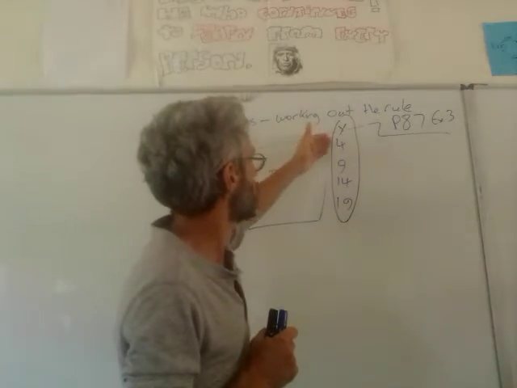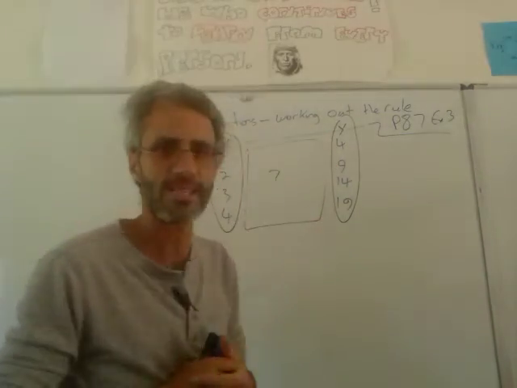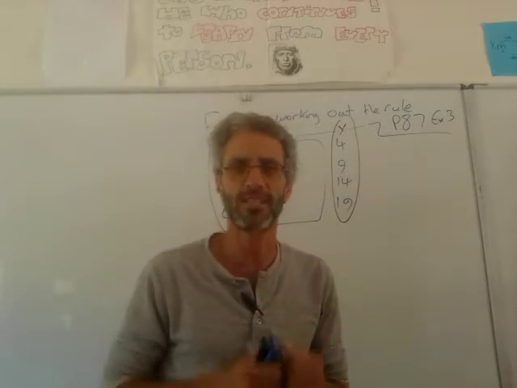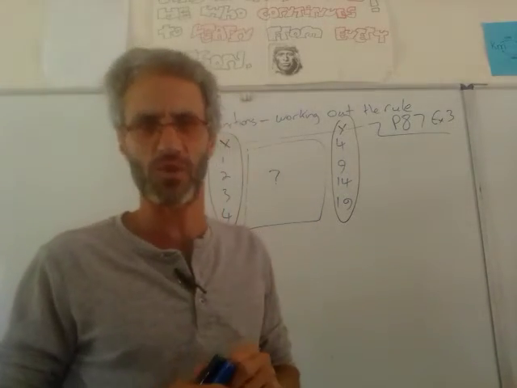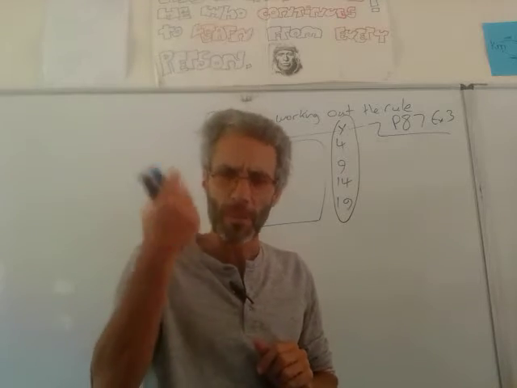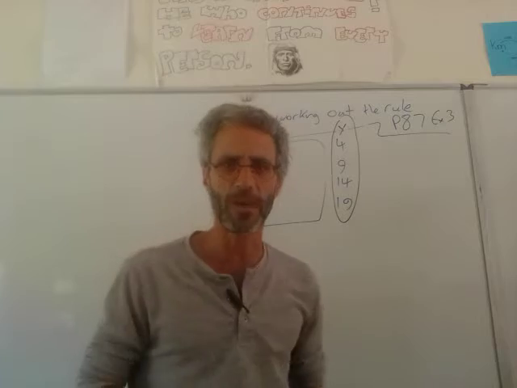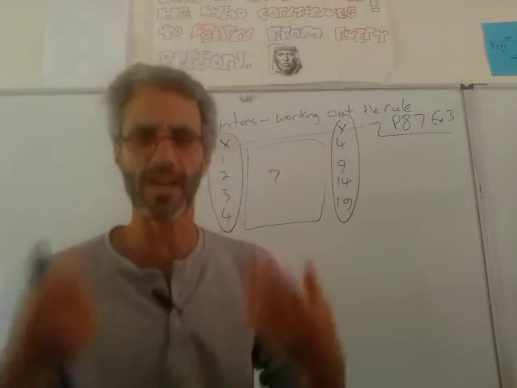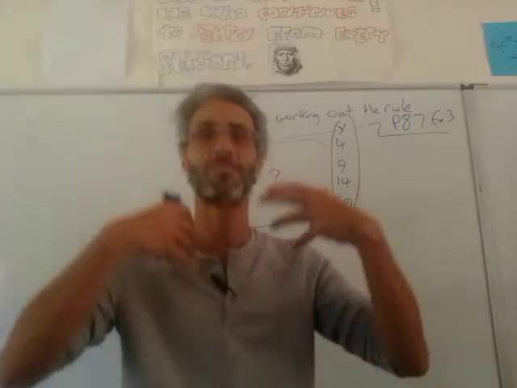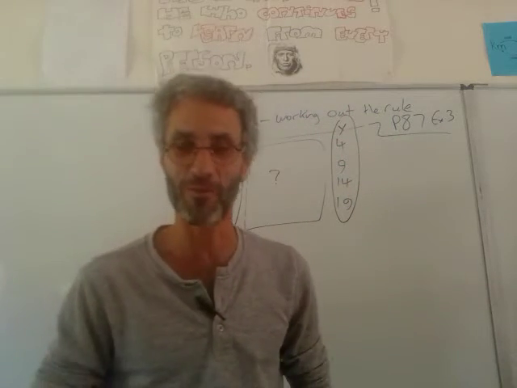So we've got 4, 9, 14, 19. That should remind you of something. Remember what we did before we got into functions. We looked at sequences. Well, this is a sequence of numbers: 4, 9, 14, 19. The next number will be 24.